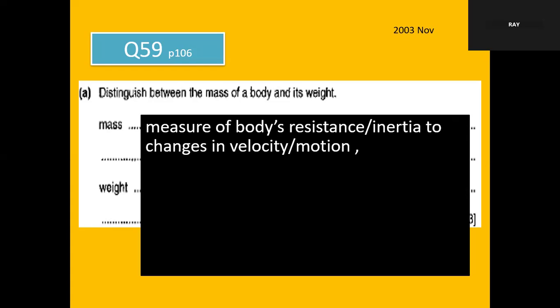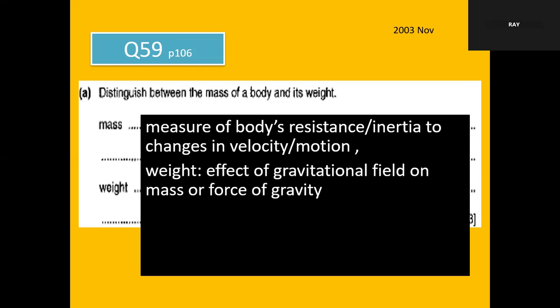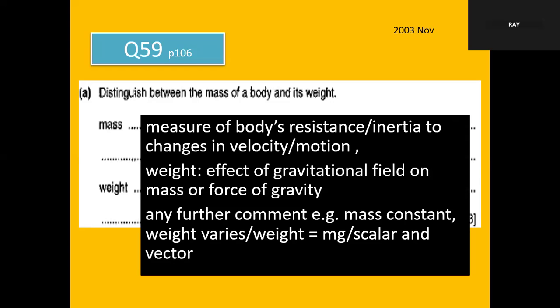Weight is the effect of gravitational field on the mass, the force of gravity. Other answers they accept, with further comment for example: mass is constant, weight varies; weight equals mg; scalar and vector quantity. Some years they may not accept it.